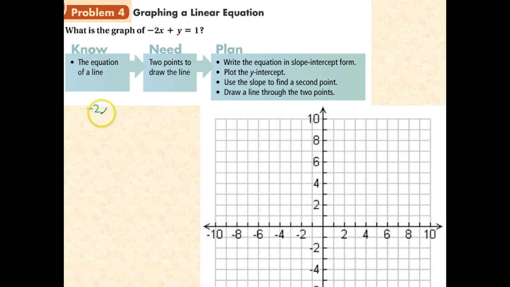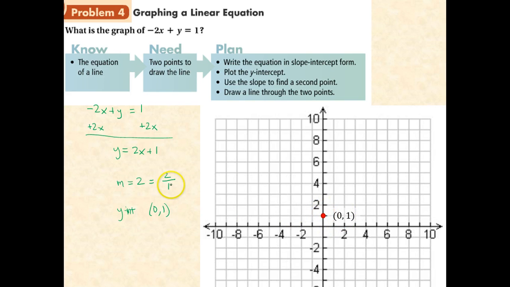So if I've got negative 2x plus y equals 1, I can add 2x to both sides of the equal sign, and I get y equals 2x plus 1. So my slope is 2, which if I want to think about it as rise over run, that's a rise of 2, a run of 1. And my y-intercept is (0, 1). So I'm going to start at the y-intercept, over 0, up 1. So there's my point (0, 1).